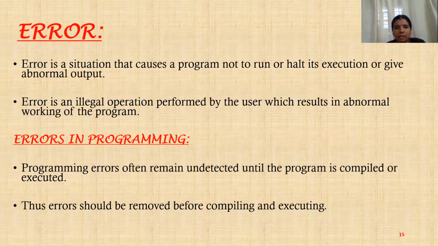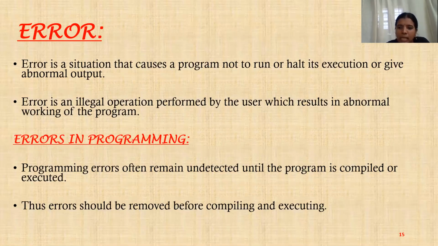So what is an error? An error is any situation that causes a program not to run or to give wrong output. An error is an illegal operation performed by a user which results in abnormal working of the program. So the program does not work in a normal way. In addition, it works in some abnormal way: it either does not work, halts, or gives wrong output. This is what usually happens in programming. Programming errors remain undetected until they are compiled or executed.